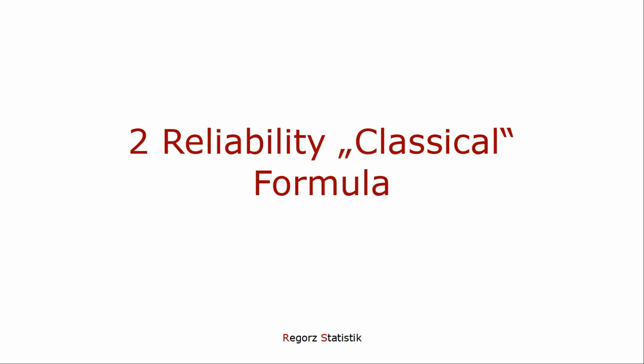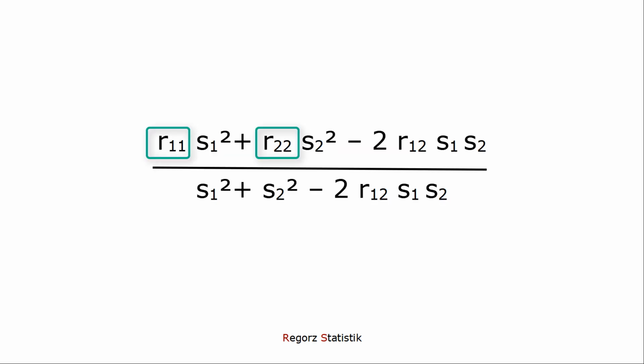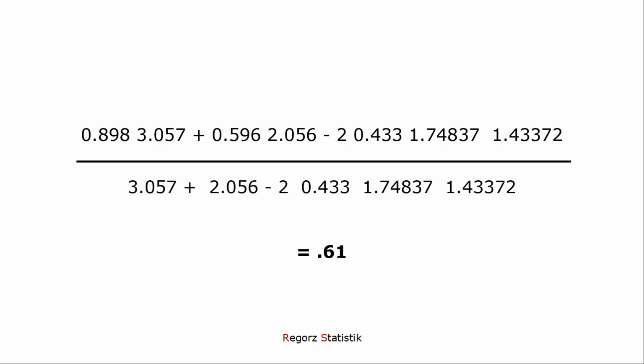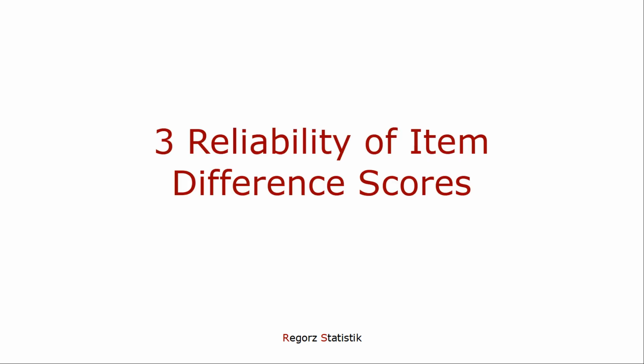The second possibility: there is a classical formula. These are the reliabilities per time point. This is the correlation between the scale values of both time points. And S and S squared are standard deviation and variance. We could plug in all the values in this formula and get an estimate for the change score reliability. I've done this with our example data, resulting in a reliability of 0.61. The problem with this classical formula is, in most cases, it will lead to an underestimation of the true reliability. For that reason, my recommendation is using another method.